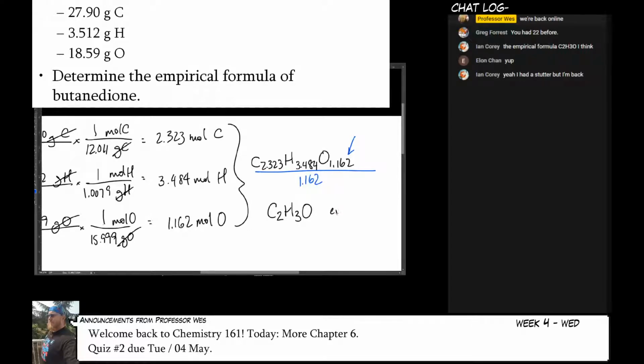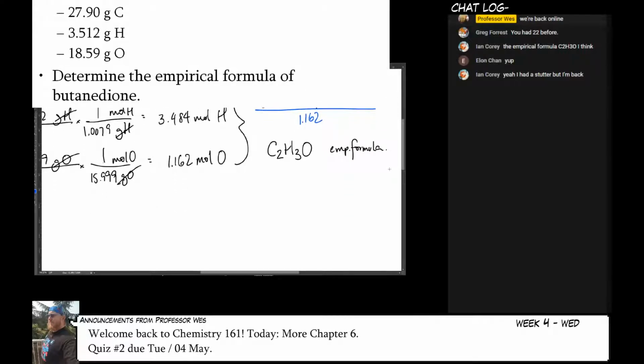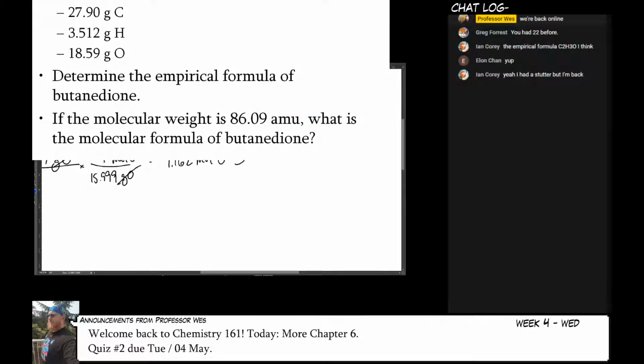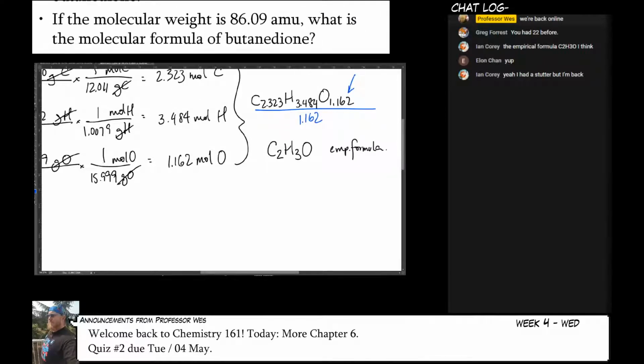All right, so there's our empirical formula. But that does on occasion happen. Like, no surface is perfect, yeah? All right, so there's the empirical formula. And then I got to cover that up for just a second here. If the molecular weight is 86.09, what is the molecular formula?